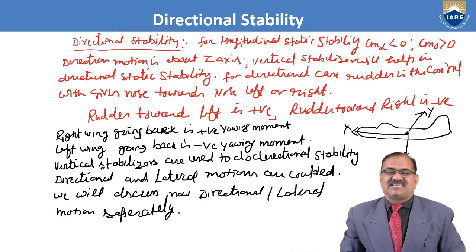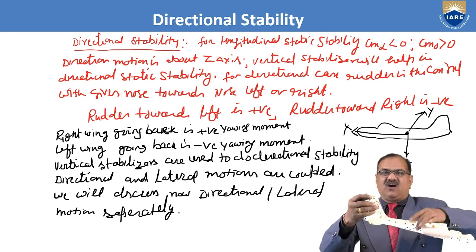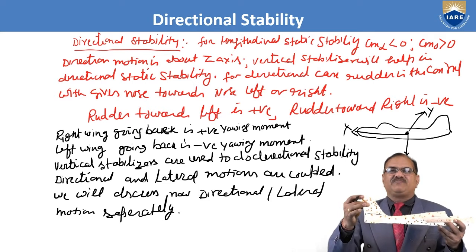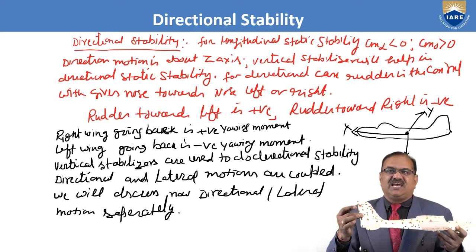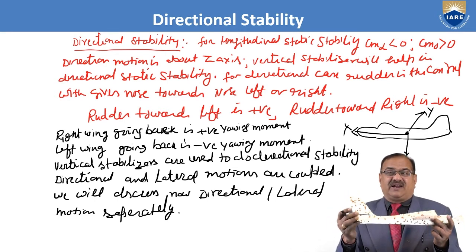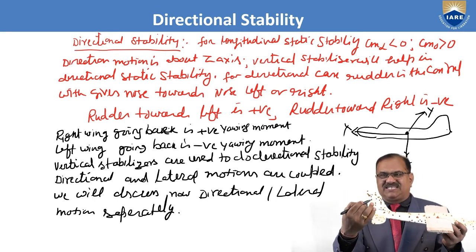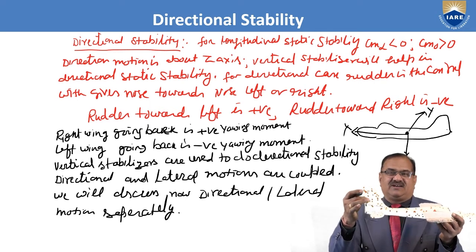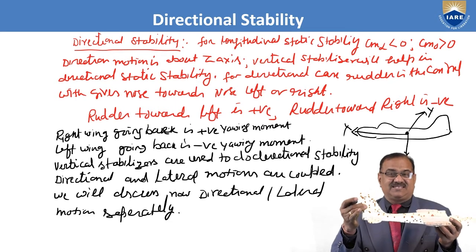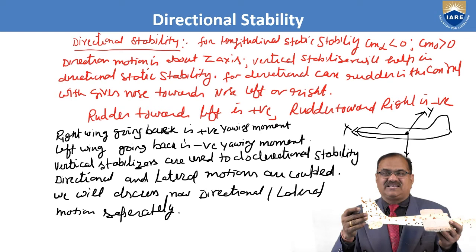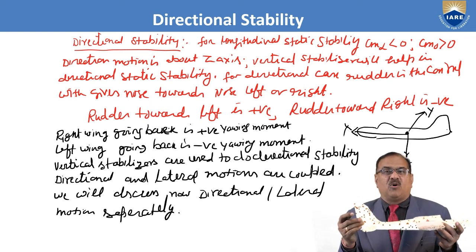Vertical stabilizers help in directional static stability. This is the vertical stabilizer, and it gives nose movement towards the left or the right. Rudders are placed at the trailing edge of the vertical stabilizer. The rudder can move left and right, and it gives the yawing moment.